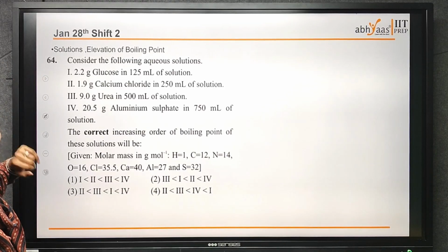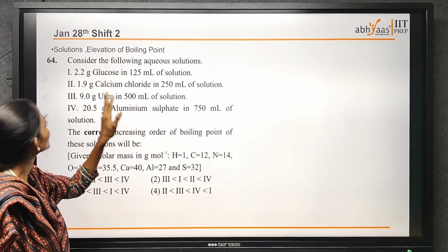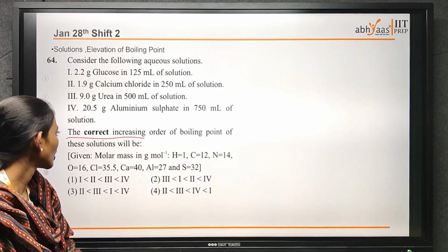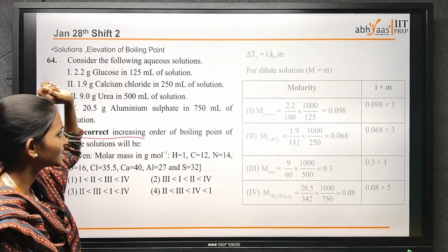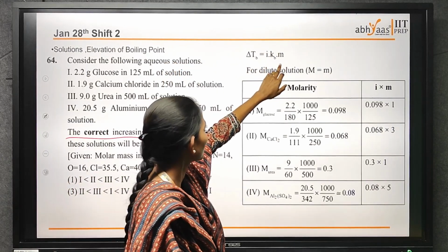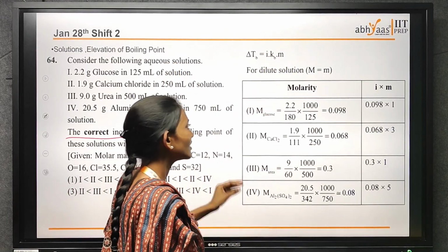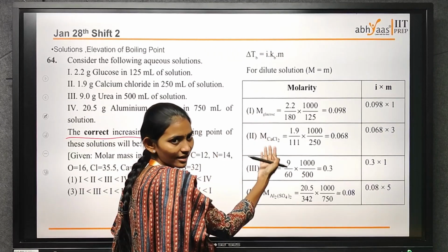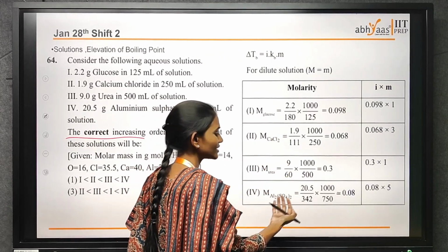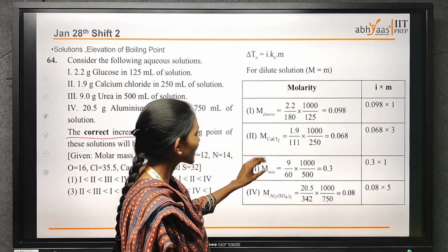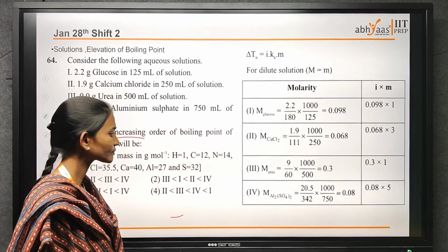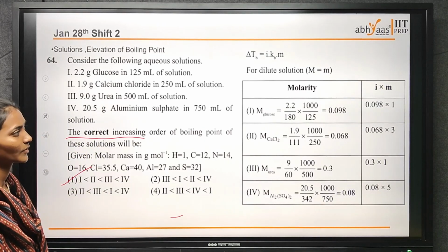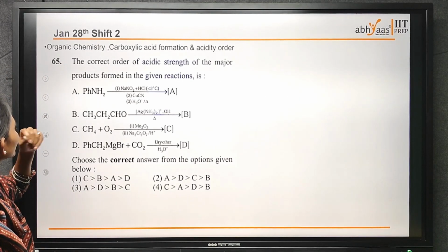This is a question from solutions. Consider the following aqueous solutions which are given with some statements. They are asking the correct increasing order. So if you apply the formula delta TB is equal to i into Kb into m, and calculate for each molecule molarity by mole, then you will get answers for glucose, for calcium chloride, for urea, as well as Al2(SO4)3. If you arrange the order, you are getting that answer will be 1. 1 is your answer, right? Moving on to next question.